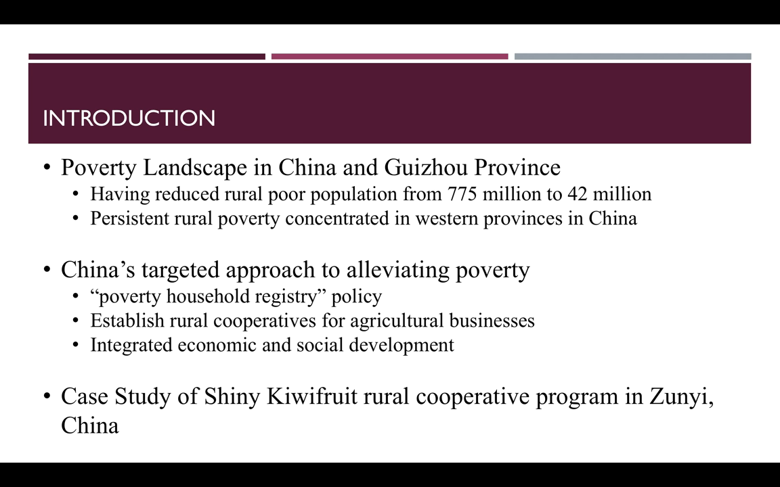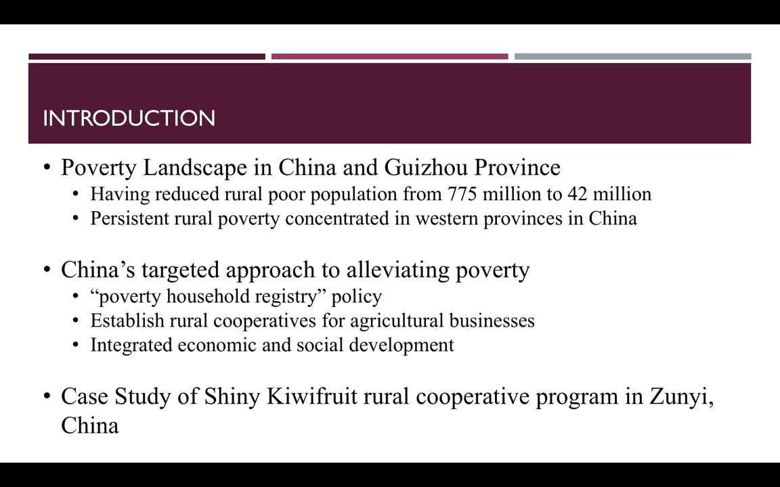China has reduced rural poor population from 775 million to only 42 million in the recent 30 years. However, rural poverty is still really persistent and pervasive in western and inland provinces in China. To achieve the goal of eradicating poverty by 2020, China adopts the targeted approach to alleviating poverty, especially through a poverty household registry policy and also establishing rural cooperatives for developing agricultural businesses.